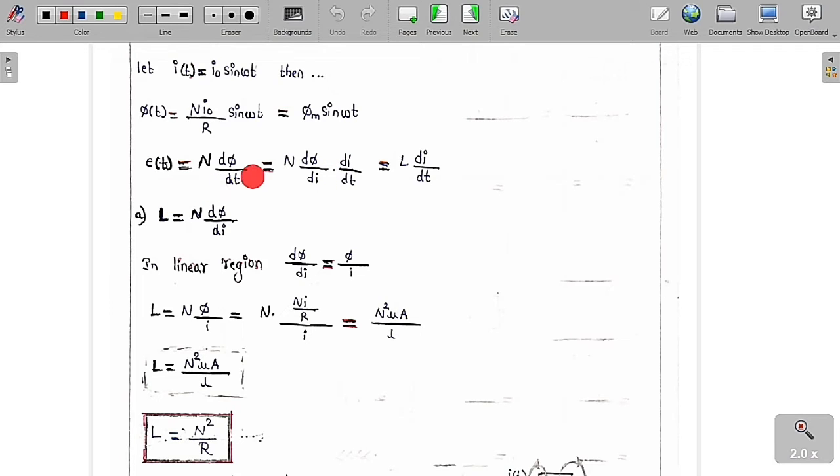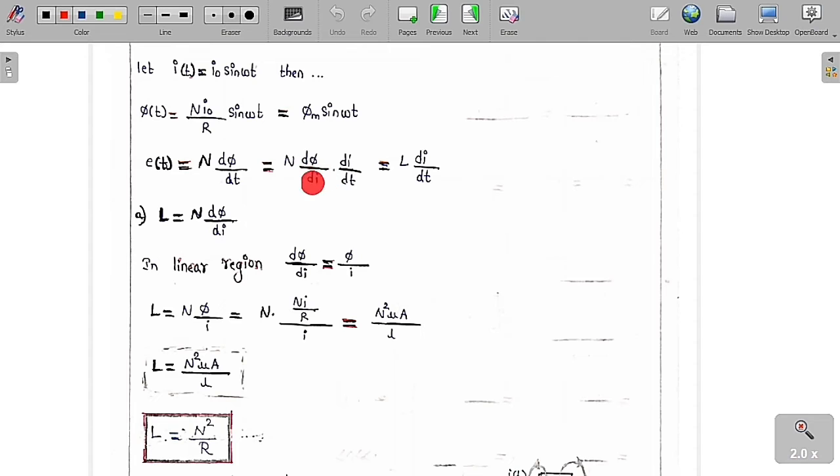Then what is the induced EMF? e of t is equal to N d phi by dt, or d by dt of N phi. As N is a constant, take it outside: N into d phi by dt, where phi is phi m into sin omega t. I can write d phi by dt in another format, which is d phi by di into di by dt. We get the same d phi by dt.